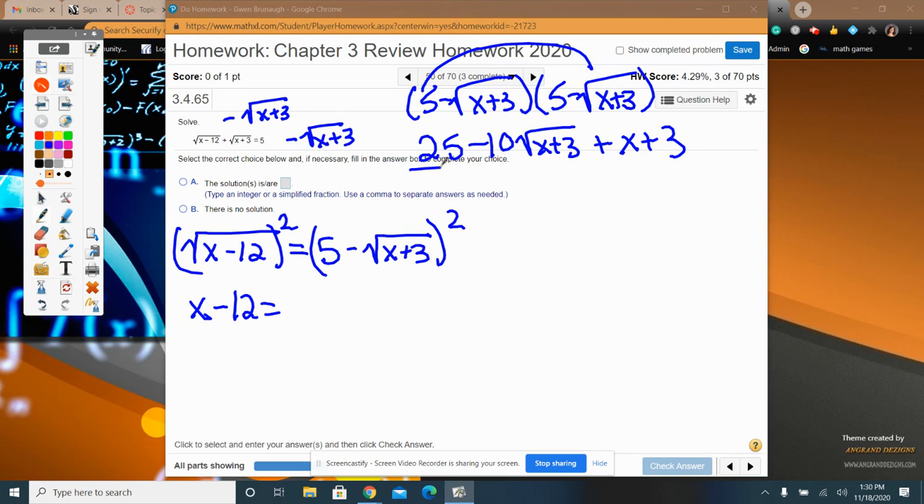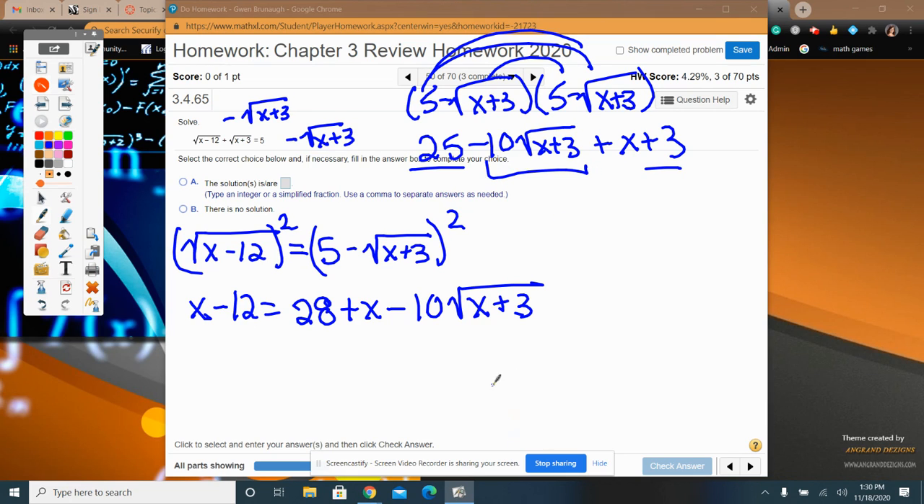So this gives me 25 and 3, which is 28, plus the x minus 10 square root of x plus 3. This is the hardest part right here. You'll just have to double distribute. And you have the minus 5 and the minus 5, which is where the minus 10 came from. Now we'll have to isolate this radical by subtracting 28 and subtracting x, which is nice because that dropped out. So that's -40 equals -10 square root of x plus 3.